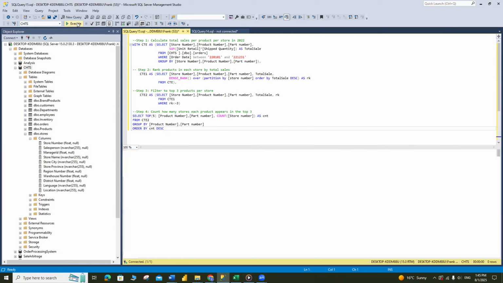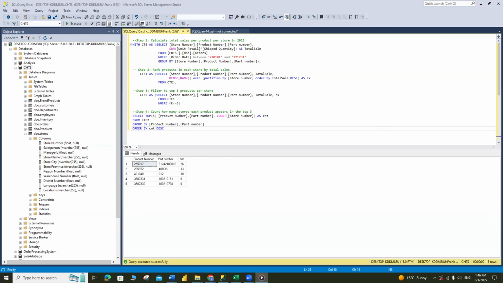Execute the query, and we can get the top 5 most popular products. In the result, product 255017 with part number F124210001B appeared in the top 3 list of 26 stores, making it the most popular product across all locations.